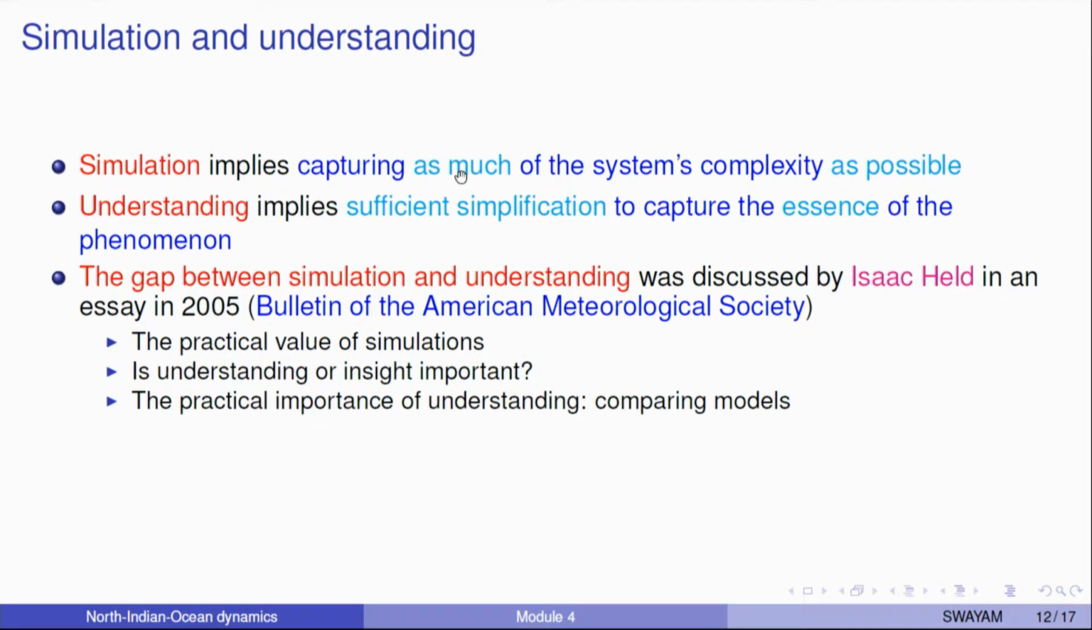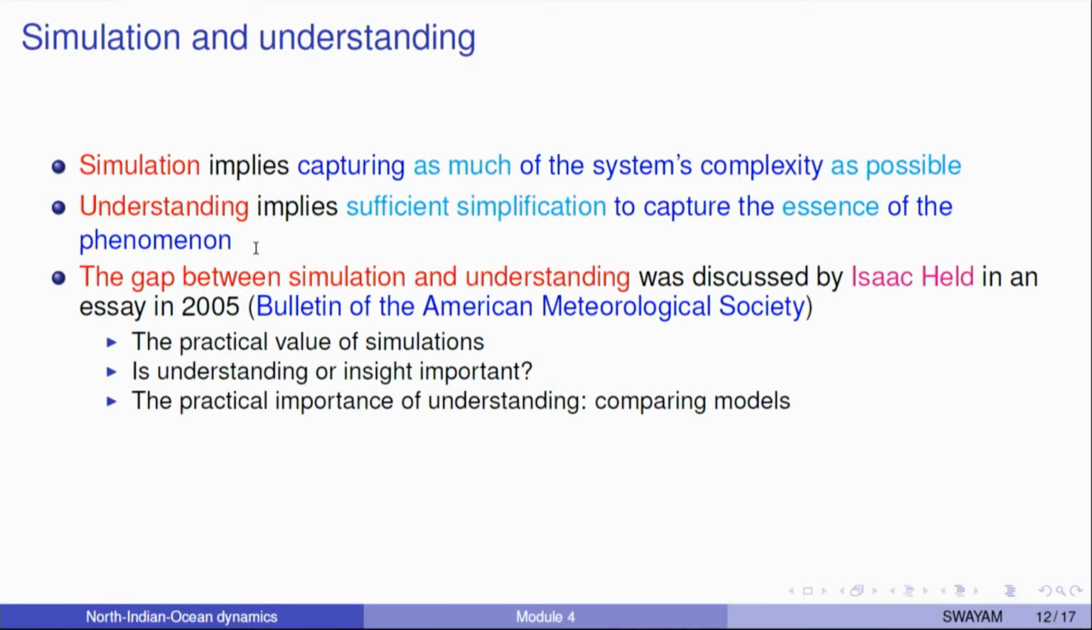Now, simulation implies capturing as much of the system's complexity as possible. That's what we try to do in a general circulation model. Understanding, on the other hand, implies sufficient simplification to capture the essence of the phenomenon. So you try to understand what aspect of the physics or the science is responsible for what you are seeing, and try to simplify the model to capture just that part. That is what Lorenz did with his simple equations to describe convection. This gap between simulation and understanding was discussed in a highly perceptive essay by Isaac Held in 2005.